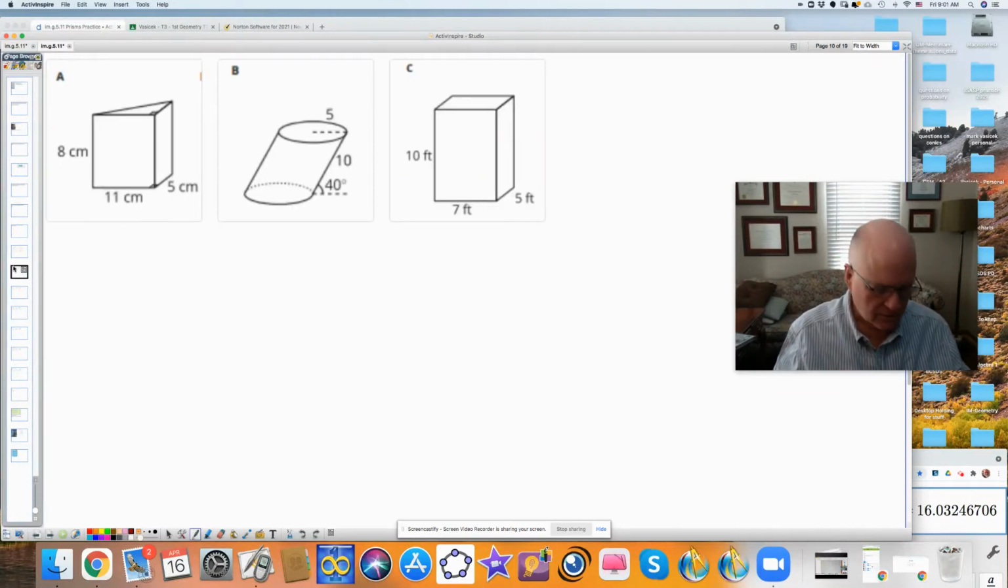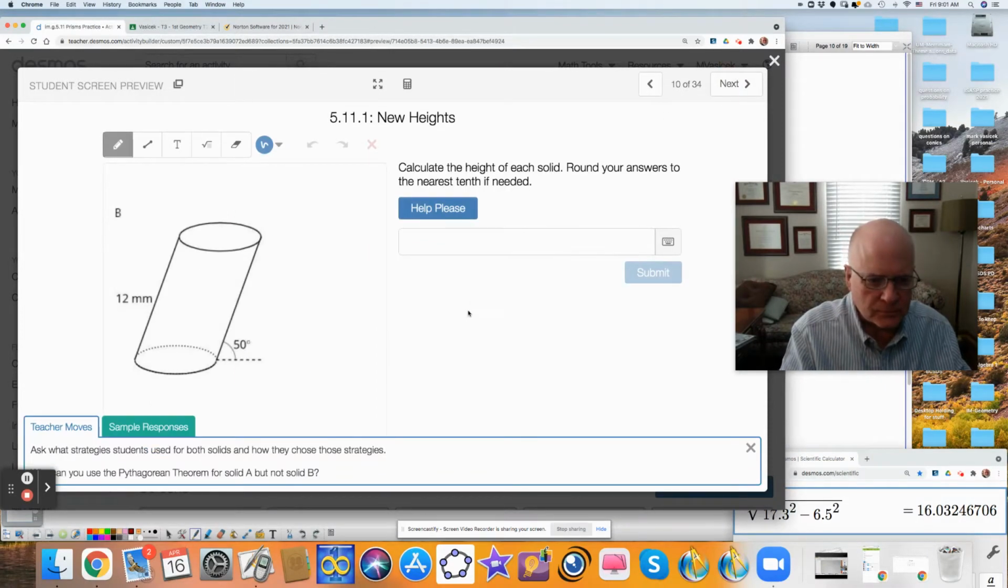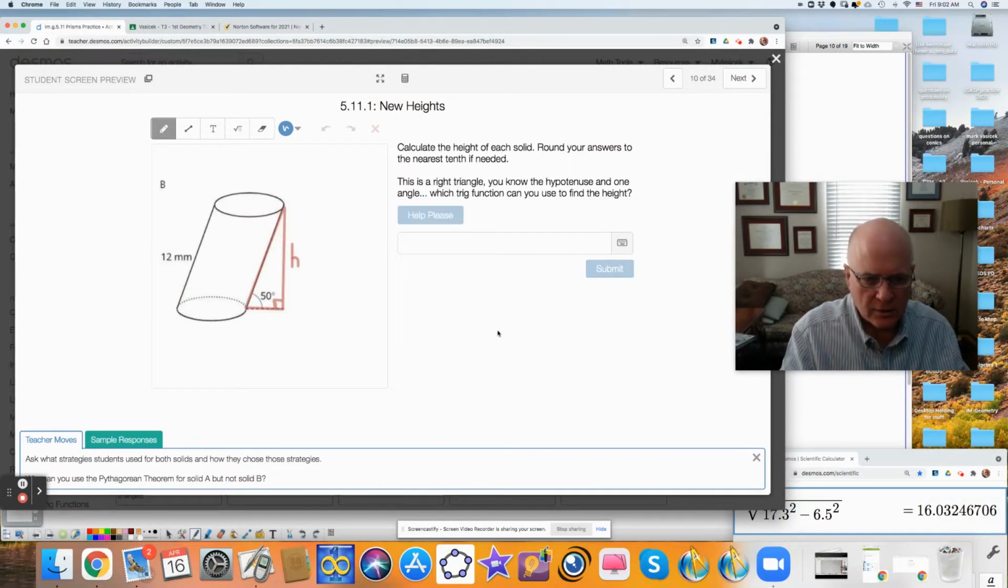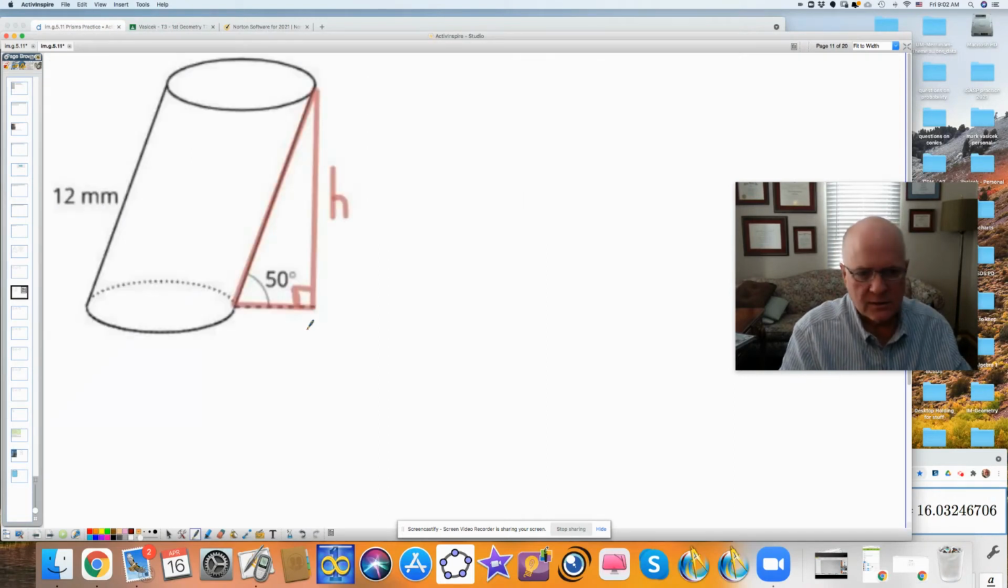The second problem that we have is on this next page. Let's see if I can make this a little bit smaller. If I look for a hint here, we're looking for the height of this. This is an oblique cylinder, and the number I'm given, the 12, is not the height. That's going to be the slant height. To find this, I'm going to have to use my trigonometric ratios.